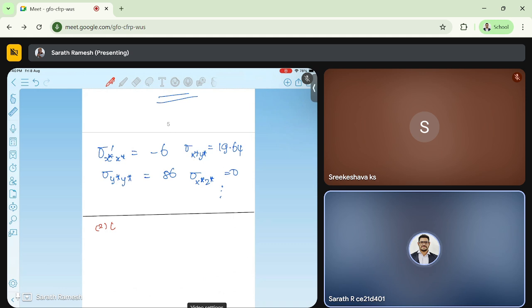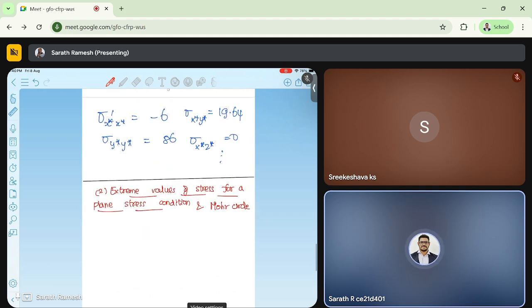Extreme values of stress for a plane stress condition. Plane stress condition is easy, a little. And before that, we also have to see Mohr's circle.